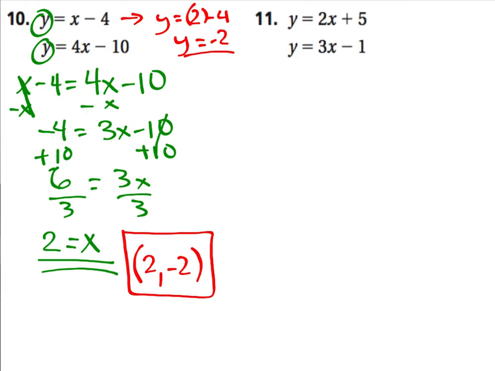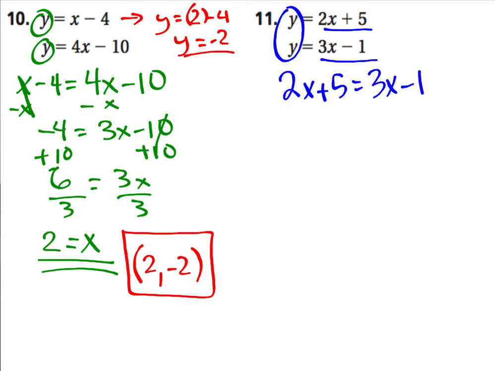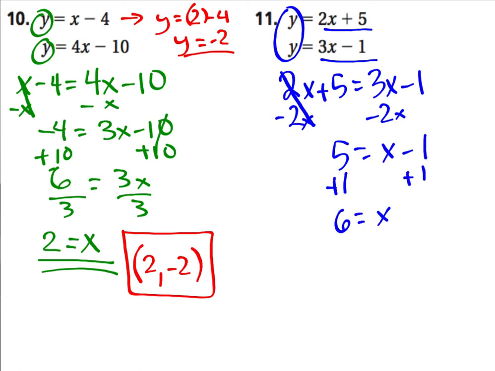Another example. y equals 2x plus 5 and y equals 3x minus 1. Because they are both equal to y, they are equal to each other. So 2x plus 5 is going to be the same as 3x minus 1. We can go ahead and solve by subtracting 2x from both sides. 5 is x minus 1. Add the 1, and x equals 6. Then we have to find what y is.